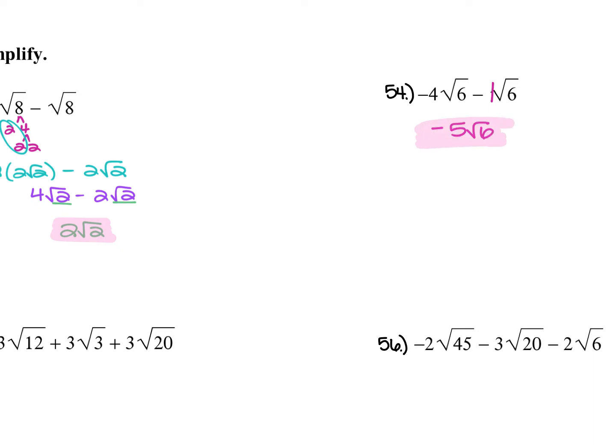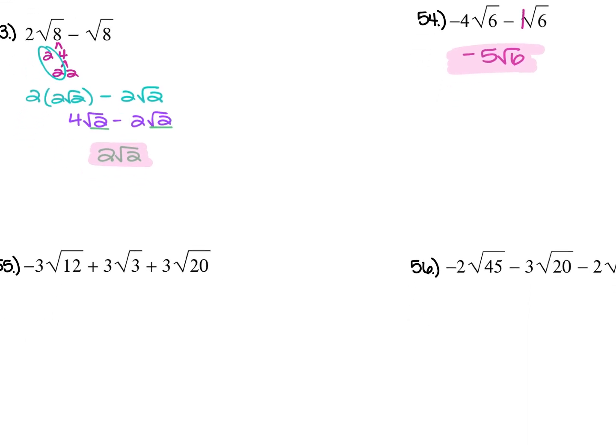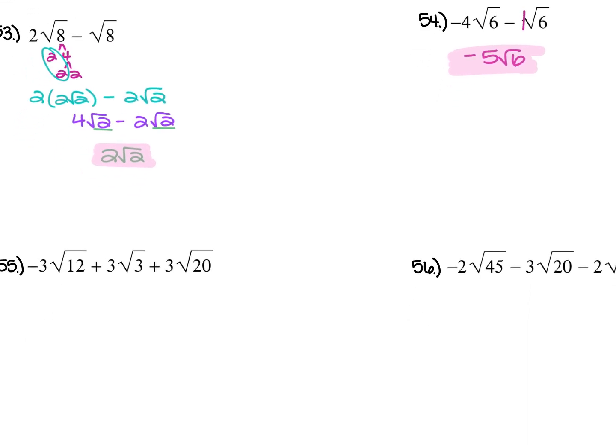For 55, you have the negative 3 square root 12 plus 3 square root 3 plus 3 square root 20. The square root of 12, you have 4 and 3. The 4 is 2 and 2. So this is like saying the negative 3 times 2 square root 3. The 3 square root 3 does not change because it is simplified fully. Then the square root of 20 is 4 and 5. 4 is 2 and 2. The 2's pair up. So that's like saying 3 times 2 square root 5.